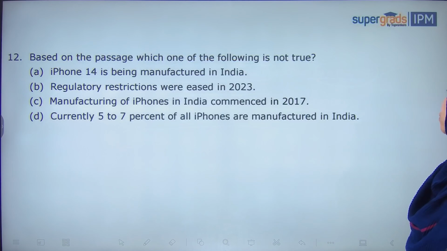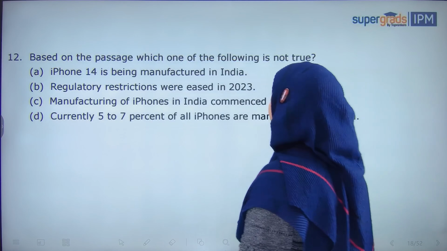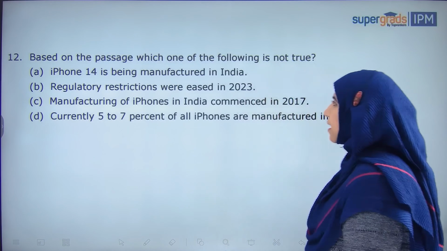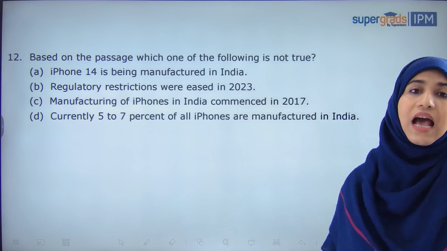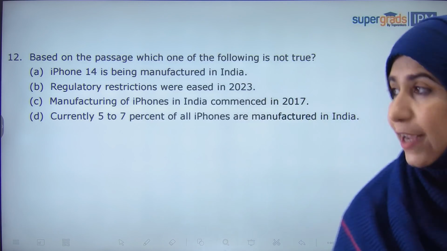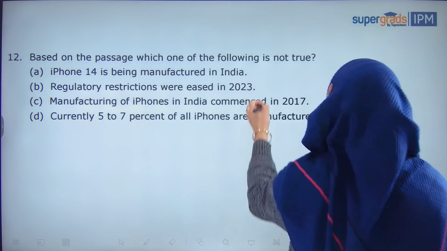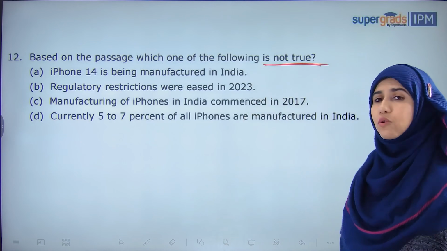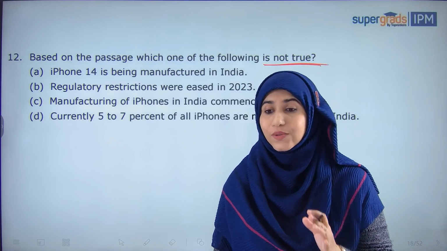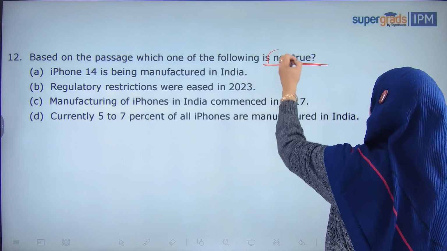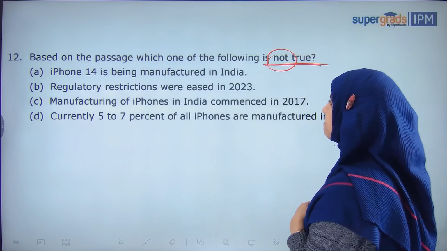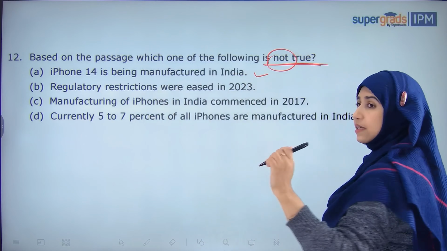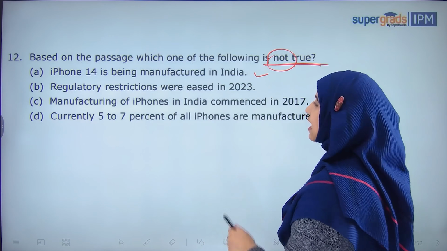Based on the passage, which one of the following is not true? iPhone 14 is being manufactured in India. Okay, what is not true? Class, again, I keep telling you that, you have to be very careful with the question stem. Understand the question really well. Not true पूछ रहा है, मतलब जो factually गलत होगा वो आपका आंसर होगा. Is being manufactured in India? It's given in the passage. It's right. So can't be the answer.